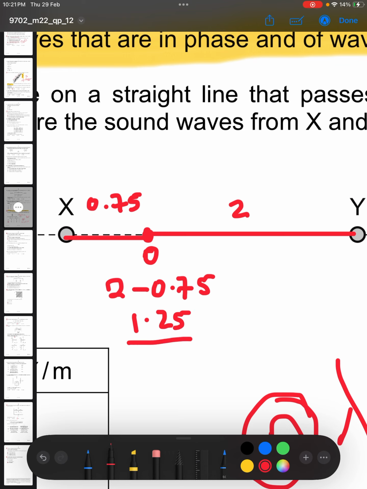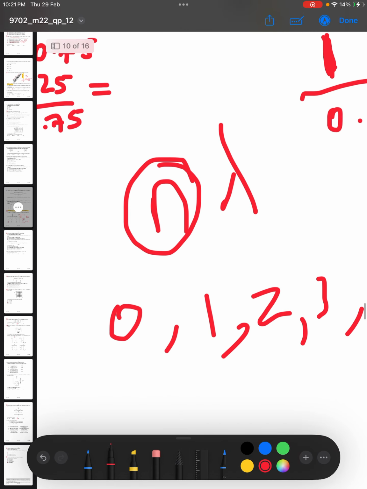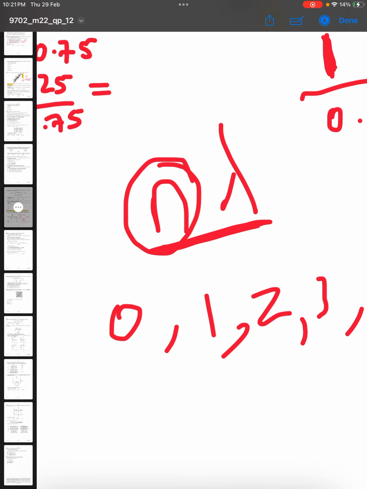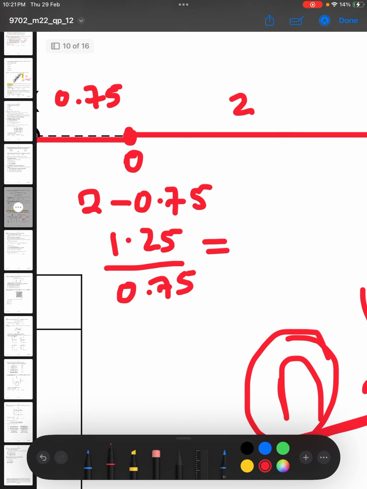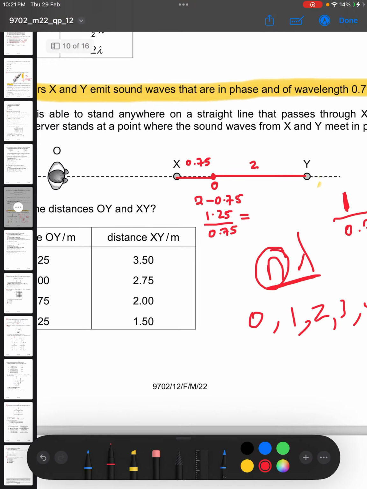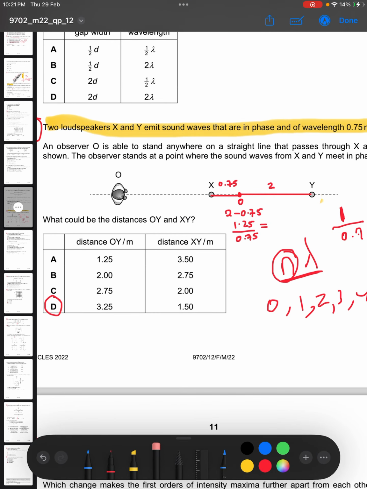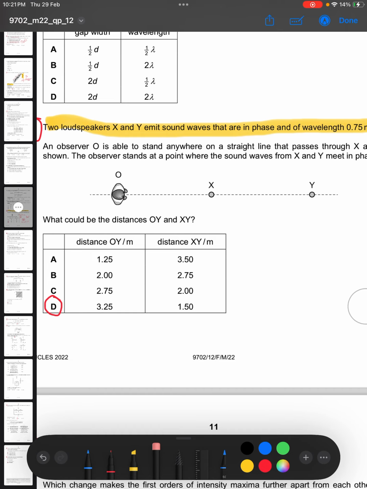So if we have a path difference of 2.25 and divide it by 0.75, again, this does not give us a whole number. So if it does not give us a whole number, then we are not going to have a path difference which provides constructive interference, which is supposed to be n lambda. N, which we get by dividing the path difference and the wavelength, should be a whole number, which is 0, 1, 2, 3, 4, 5, continuously like that. So it's not a whole number here. So B is not correct also. So let's erase and continue.